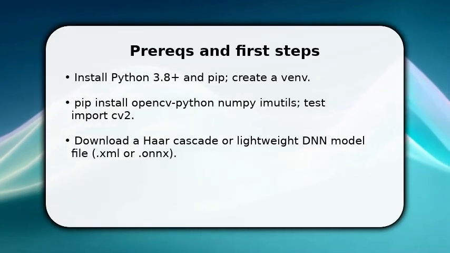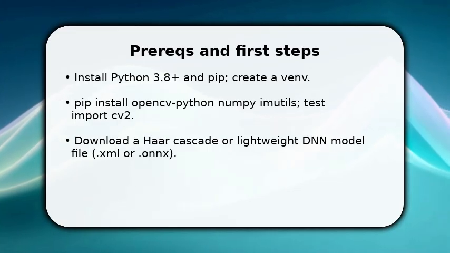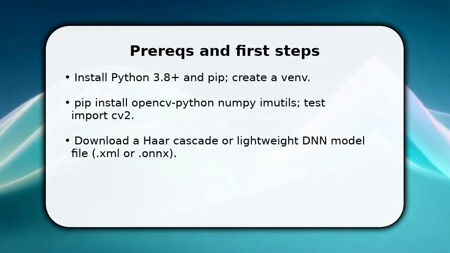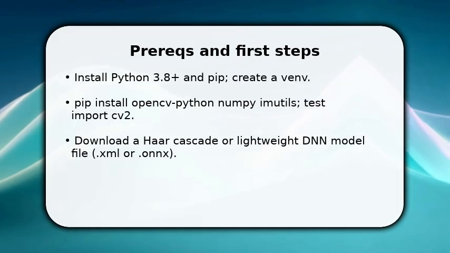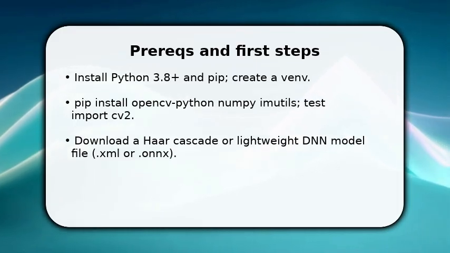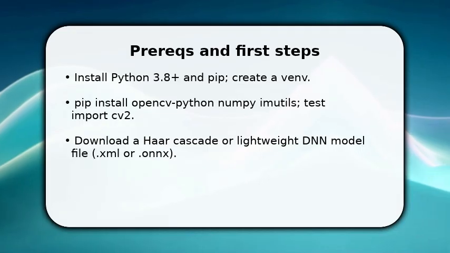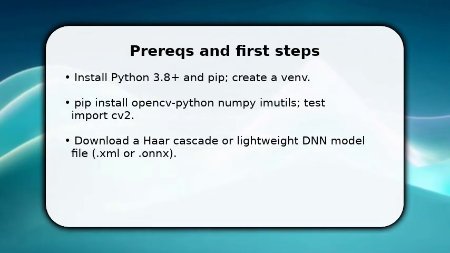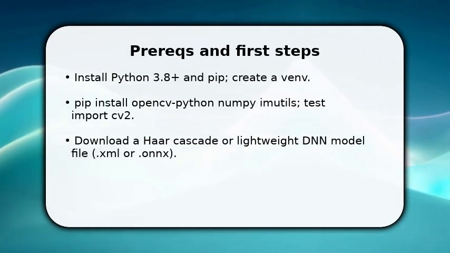Haar cascades are fast and simple. DNN models give better accuracy. Download the XML or ONNX file now. Once done, place the model in your project folder and open a new Python file. You are ready to load the model and capture frames from your webcam.